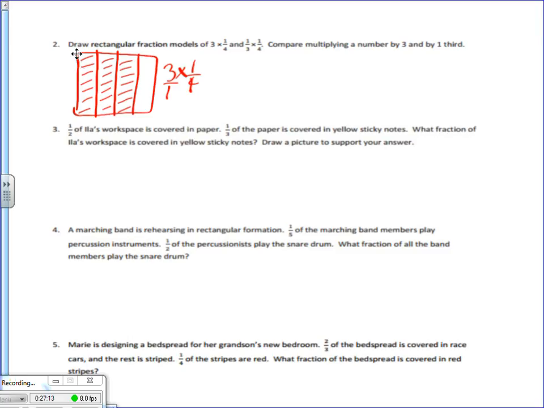Isn't there always a 1 underneath that whole number? Yes. Oh yeah, Miss Strickland told us that a really long time ago. Multiply across. 3 times 1, 3. 1 times 4, 4. 3 over 4. Showed it.